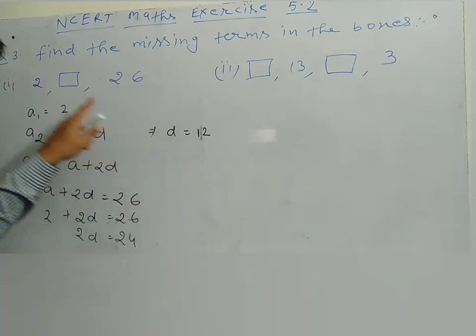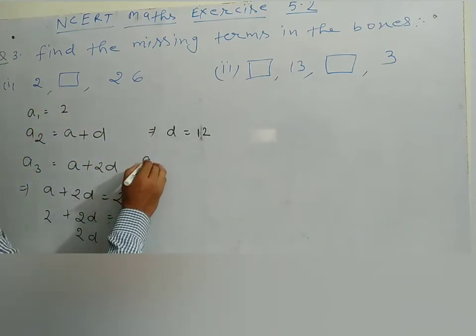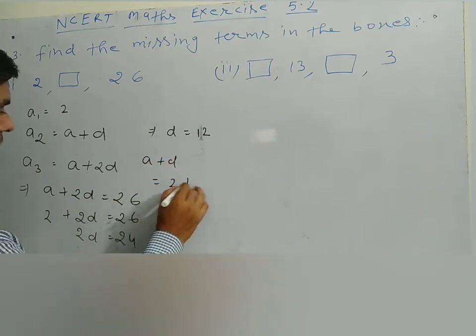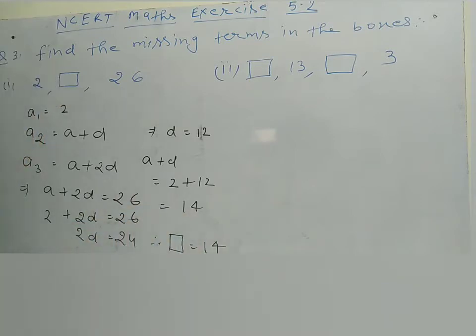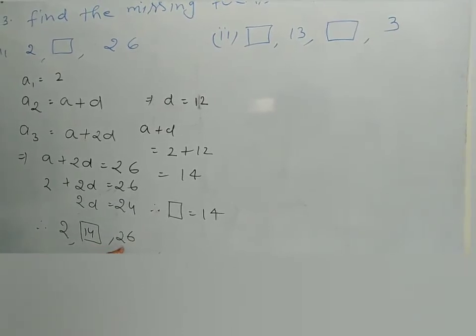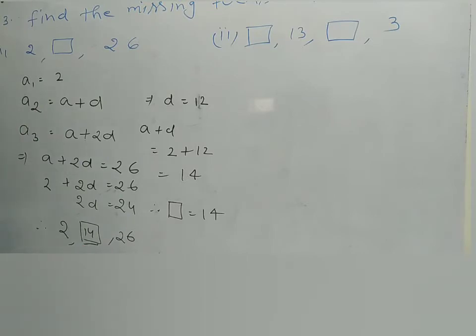Okay, now I need this value. It is A2, so we can write A plus D. That means A is 2, D is 12, so you get 14. So you can say this box is equal to 14. Now you can write 2, 14, comma 26. So in this box we can fill 14.